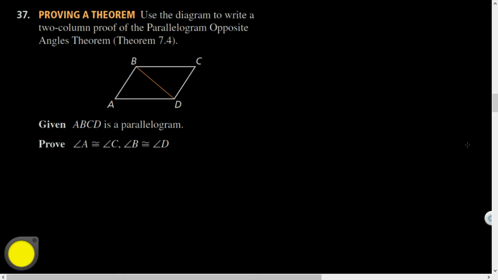All right, here we go. Can we prove the parallelogram opposite angles theorem? So they set us up with a bunch of givens. It's a parallelogram. And we want to prove that the opposite angles are congruent. Oh, this one's actually a little bit interesting. Instead of using the angle addition property, I would probably just draw this two separate ways.